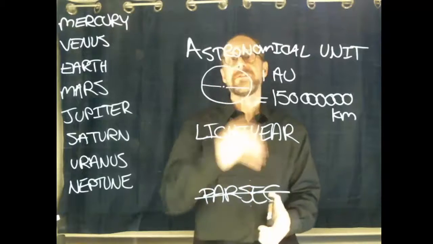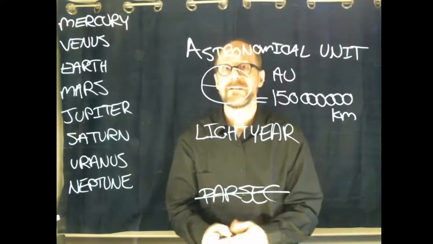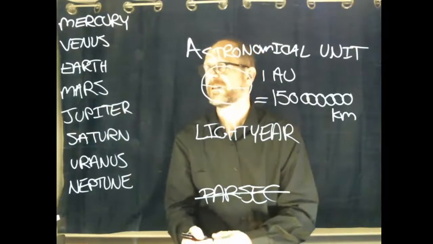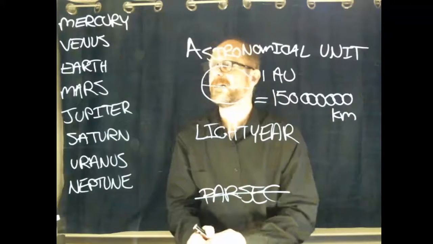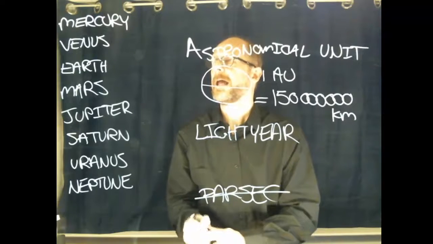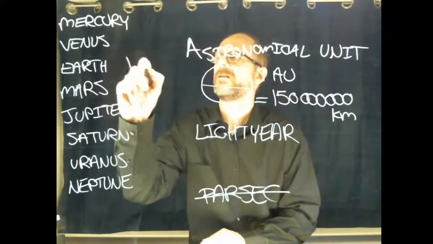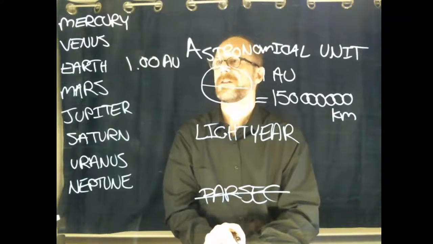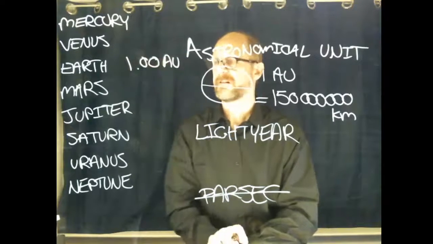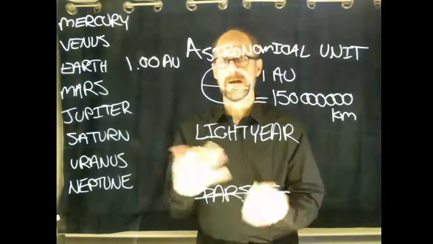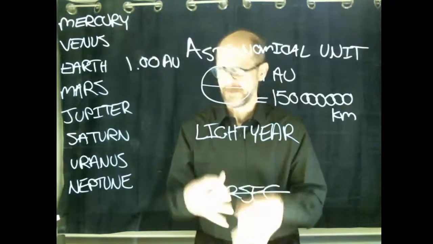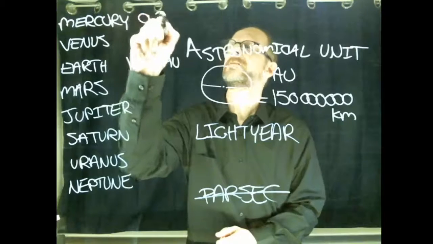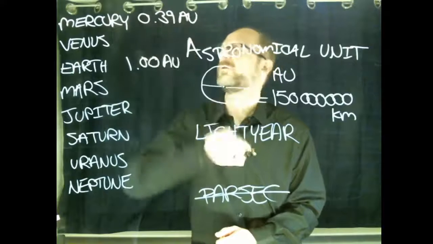And so this is the unit that we use for measuring distances within the solar system. And so I have over here just a list of the planets in order of their distance from the Sun. And Earth, by definition, is 1.00 astronomical units from the Sun. Again, that's the average distance. And all of the planets pretty much go around the Sun in their ellipses, but they're pretty darn close to circles. And in the case of Mercury, it's 0.39 astronomical units.